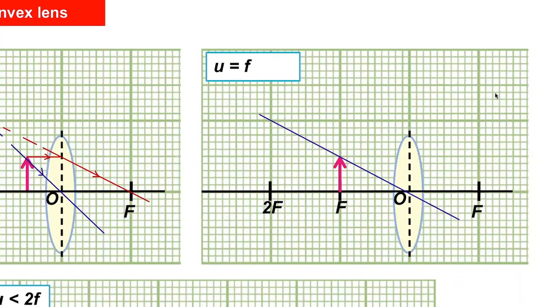So the first line is by using the first rule, from the top of the object and straight to the optical center. It will be refracted through the optical center. And then the second one is from the top of the object parallel to the principal axis, and then it will be refracted to F.